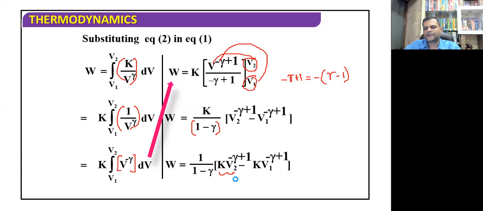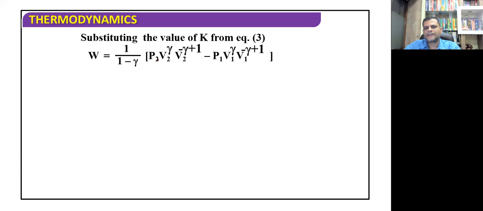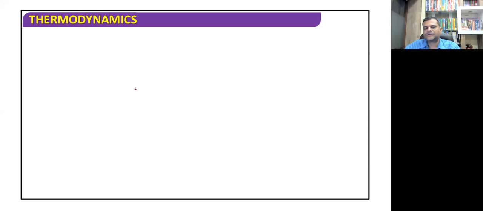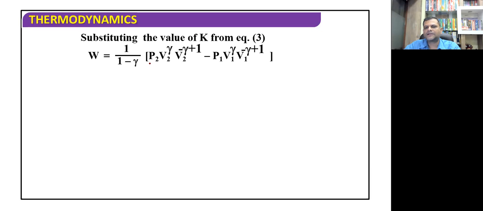So this whole factor we can write in this way. Yes, the value of K we can replace here. See, we have just distributed this K inside, so that is K into V2 raised to minus gamma plus 1 and minus K into V1 raised to minus gamma plus 1. We pushed K inside. Then in place of K, as we saw just now, K is nothing but P2 into V2 raised to gamma, and K is also P1 into V1 raised to gamma, because already we have proved that PV raised to gamma is constant in case of adiabatic process. So P1 V1 raised to gamma and P2 V2 raised to gamma are the same as K.